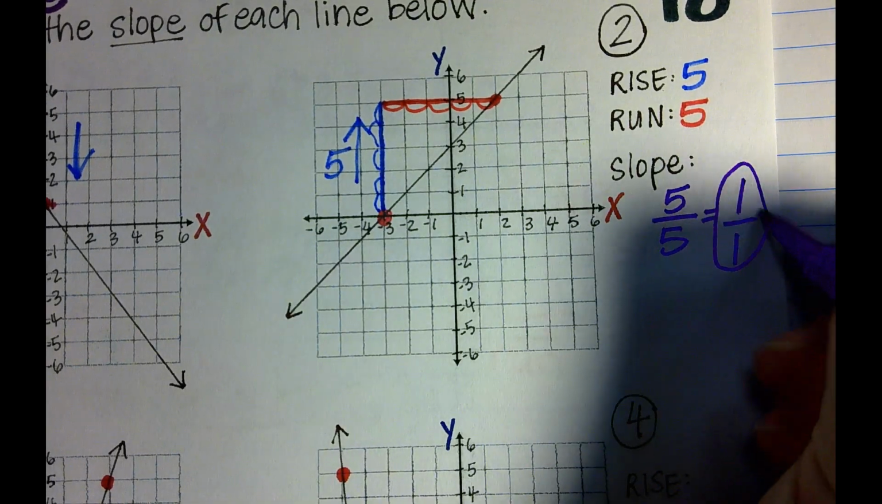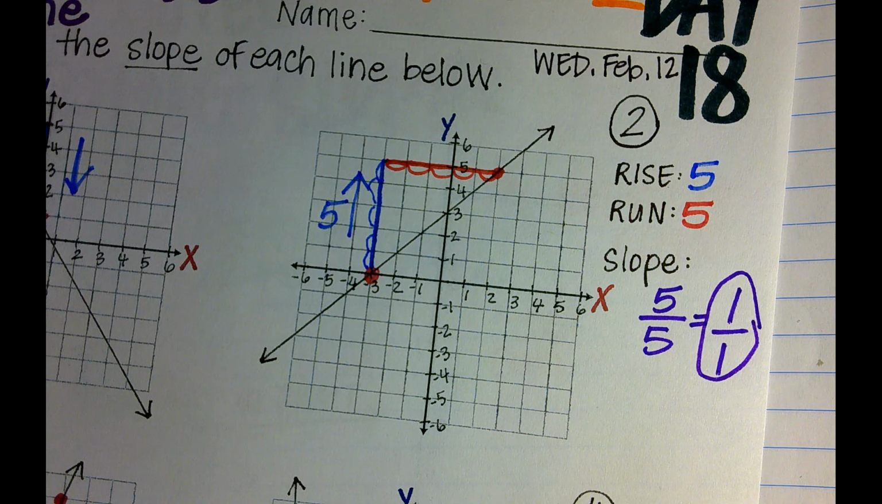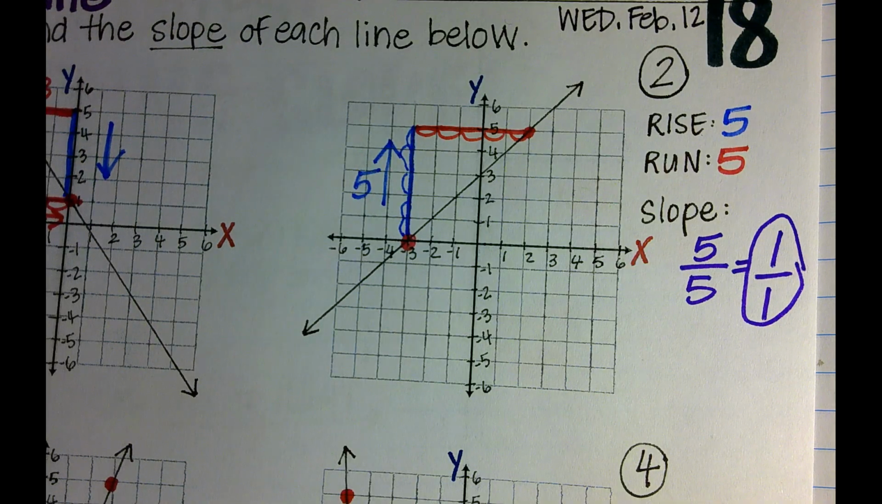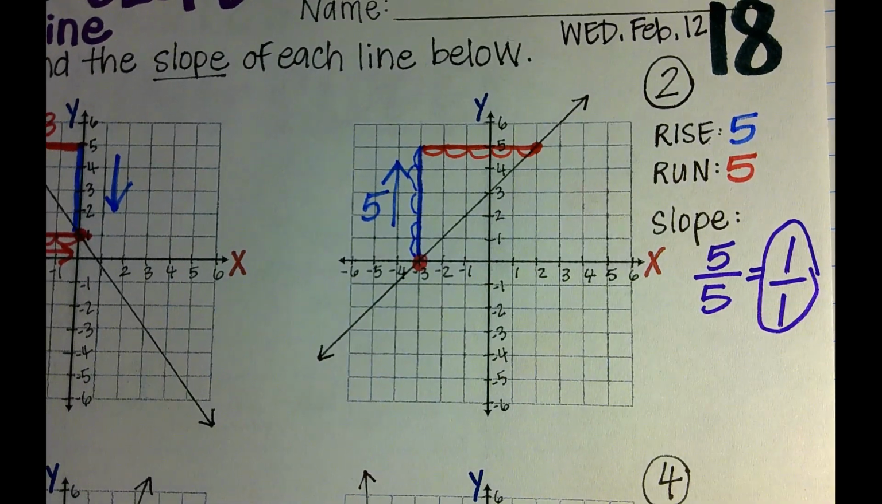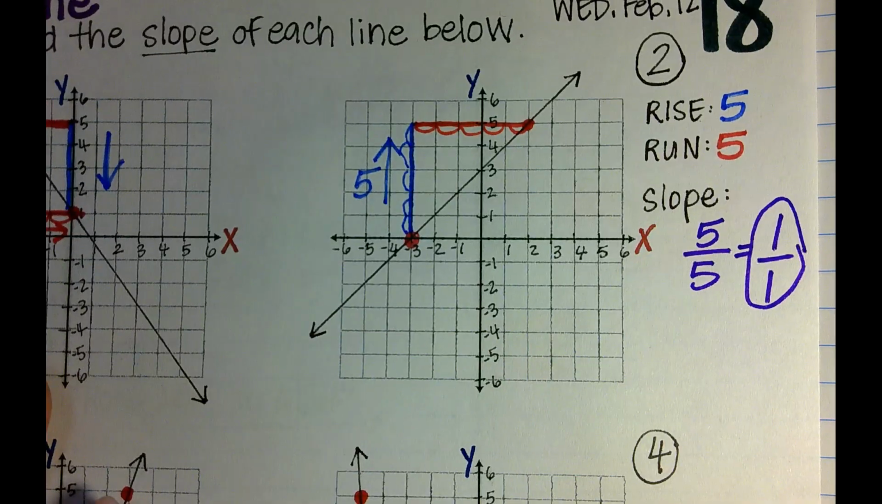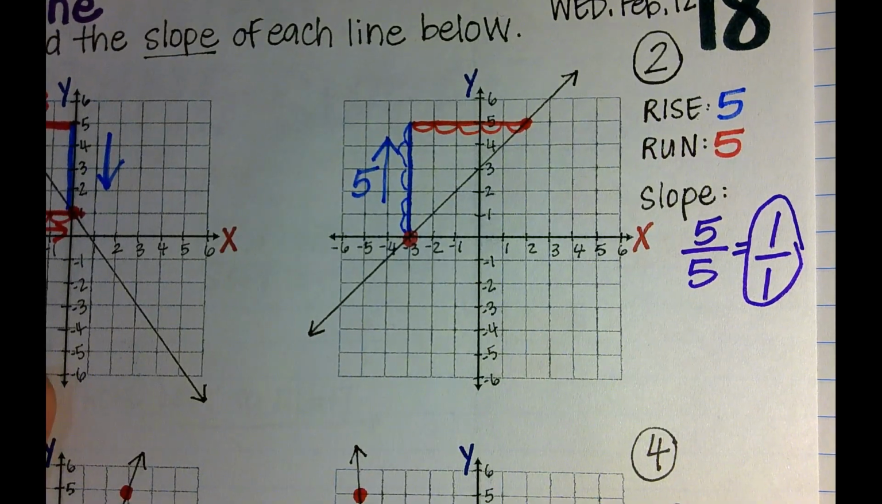1/1. Either one is correct. Here, Tasha, I'll pause. Okay, so our slope is 5/5 or 1/1. You could also just write your slope as 1 if you wanted. That's all the same answer. Any questions on number 2?